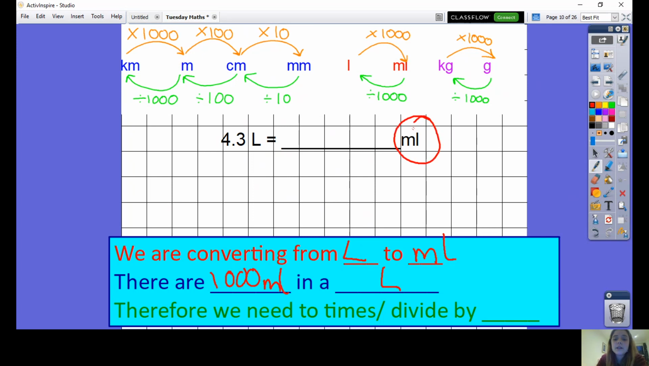We're going to the small unit of measurement, so we need to times by 1,000. Again, if you're struggling with that one, what do we know? We know the litres, so we're starting on litres, we're going to millilitres. That tells me I times by 1,000. 4.3 multiplied by 1,000, down 1, 2, 3. Down 1, 2, 3.